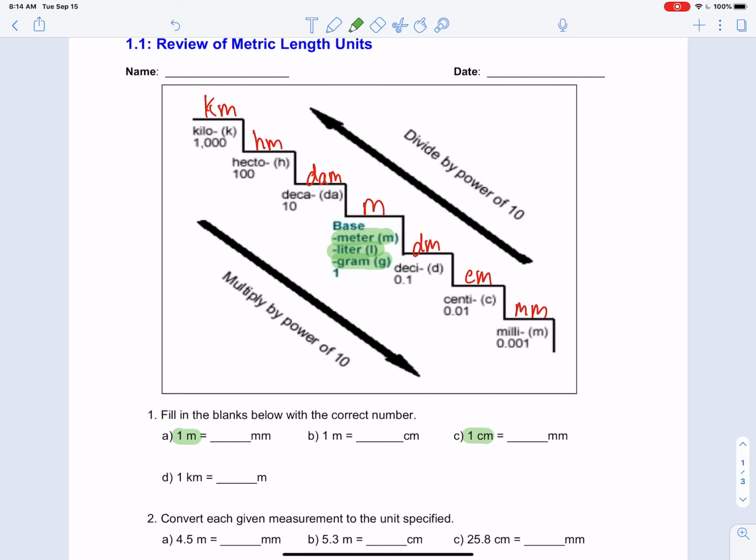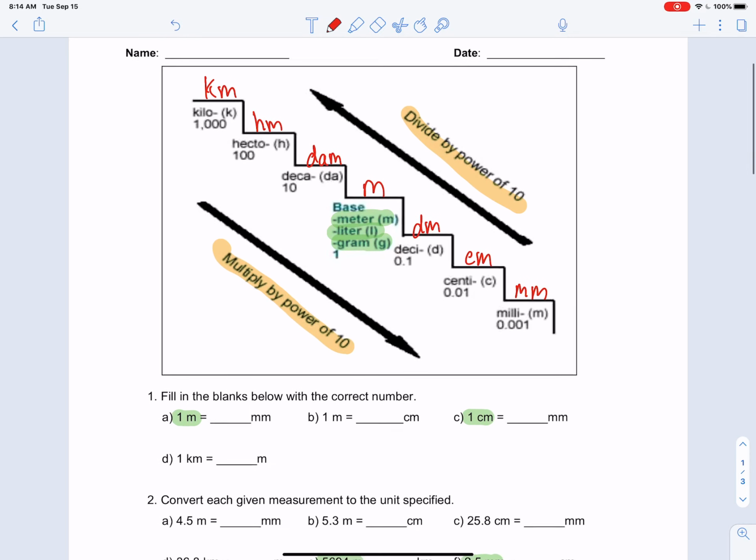So the deal with this is if you're converting up the staircase, you're going to divide by a factor of 10 every time, and if you're converting down the staircase, you're going to be multiplying by a factor of 10 each time. So let's go through some basic examples here.